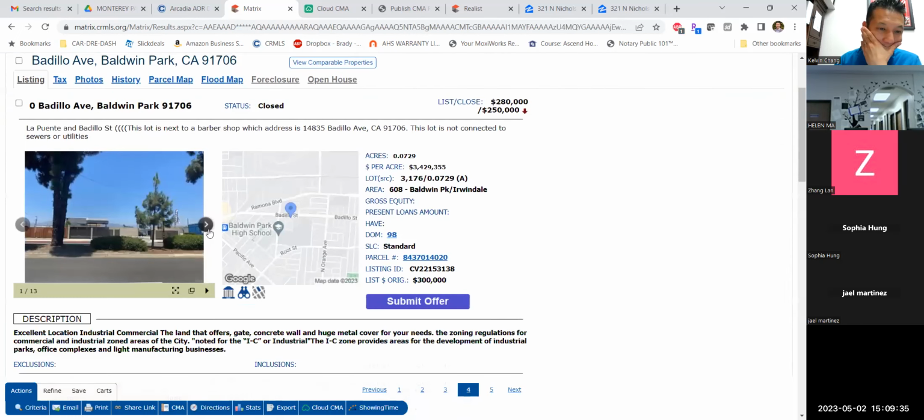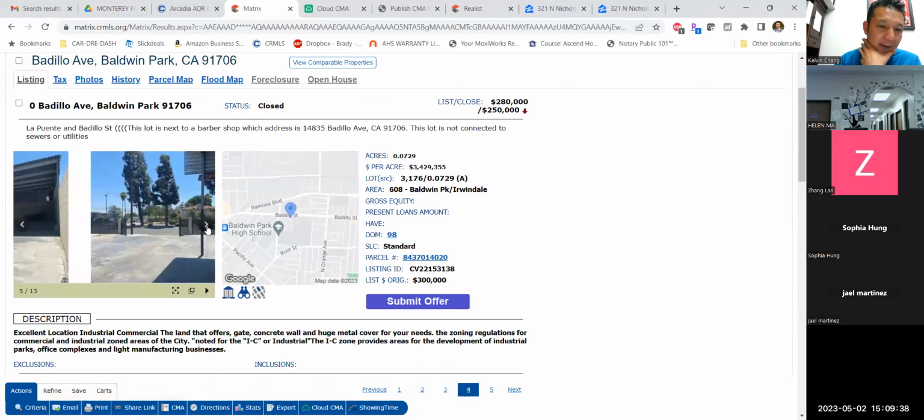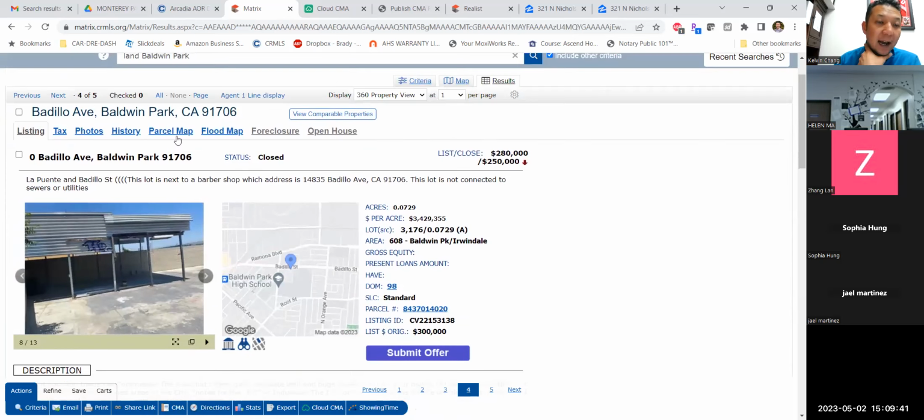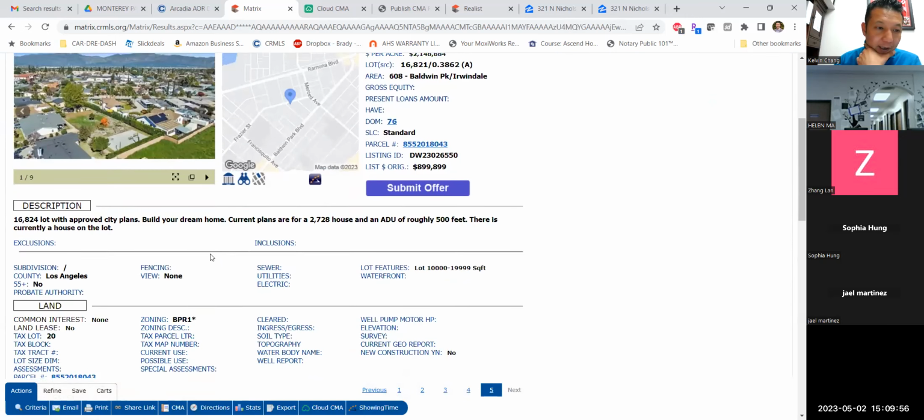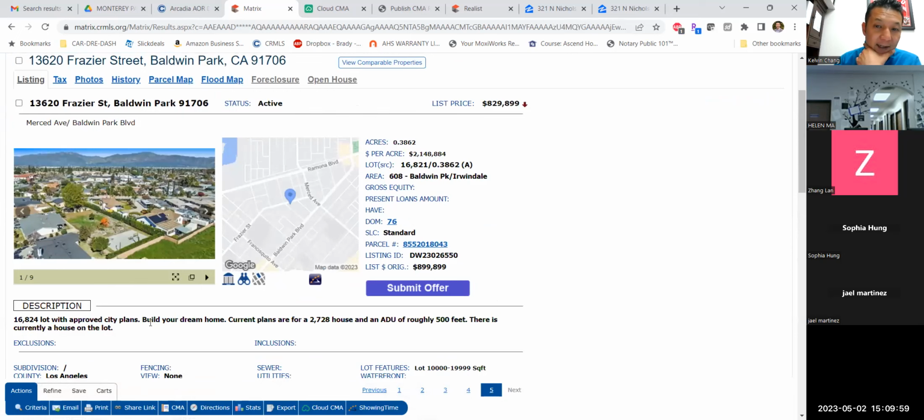Okay, and this is commercial zoning, so it's priced differently. It has a different highest and best use. So excluding commercial zonings, I have this one that's residential and this one that's residential. This one had a big 22,000 lot, and this one over here on Fraser Street has a 16,000 lot with plans. So when you do have plans, it does sell higher, or it can command a higher price because they already have the architect and soft engineering costs done. These plans allow for a 2,700 square foot house and an ADU of 500 square foot.